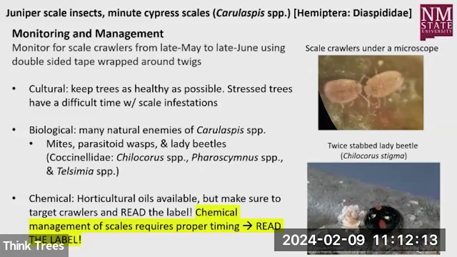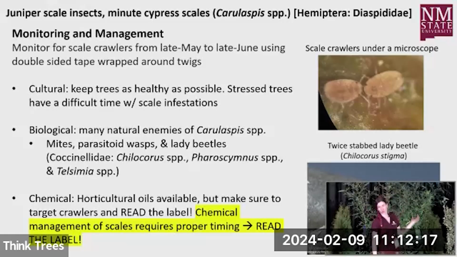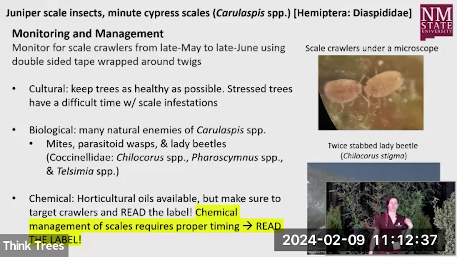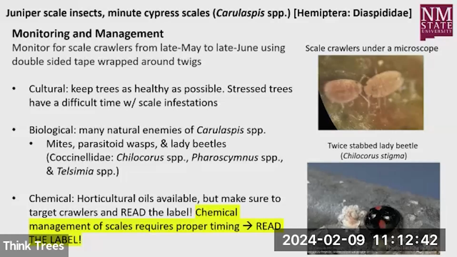Cultural things, again, keep your trees and shrubs healthy, happy. Stressed trees have a difficult time with scale infestations, and the scales target that. There are biological methods. There are many natural enemies of these cypress scales. There are predatory mites. There are parasitoid wasps. There are ladybird beetles that like to eat them. And one cool thing is some scales, birds like to eat them as well. So if you have a bird bath, that encourages birds to come, and that's another form of biological control.